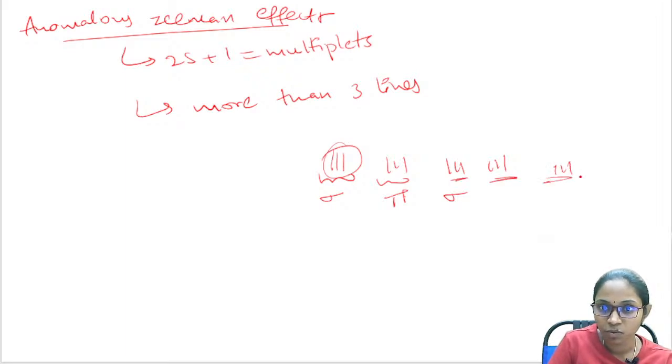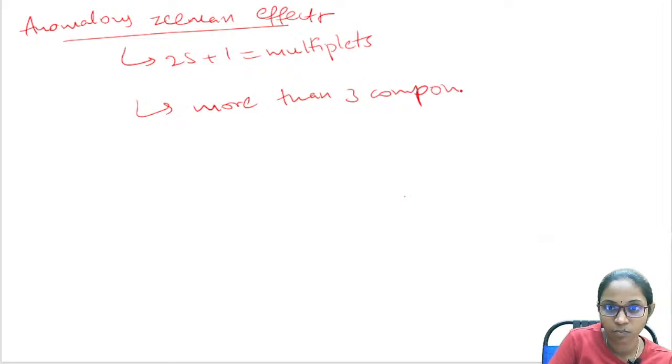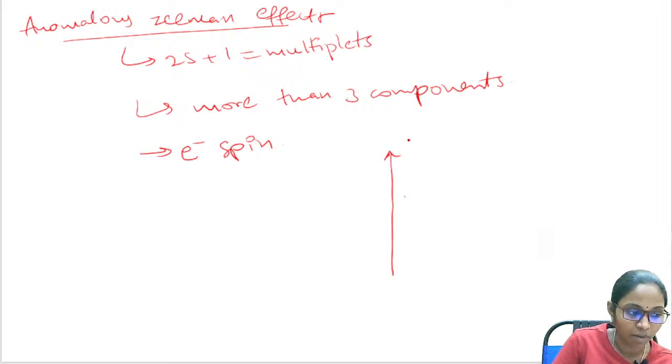That means you will observe more than 2 sigma components and one pi component in the anomalous Zeeman effect. Or else you can write here more than 3 components. And here we will consider the electron spin.